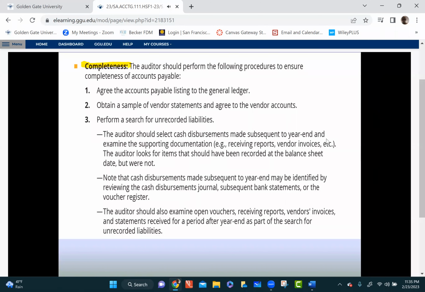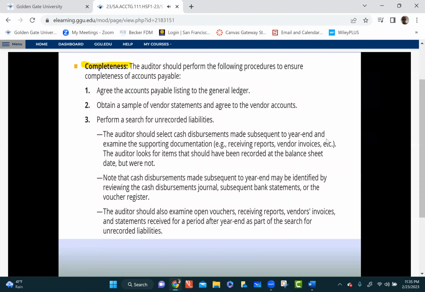So auditors worry more about the completeness assertion. We'll also talk about the existence assertion, but we worry more about completeness because that's affecting the CPA's business risk more than the existence assertion would for liabilities. For assets, our CPA business risk is more vulnerable to what? To the existence assertion.